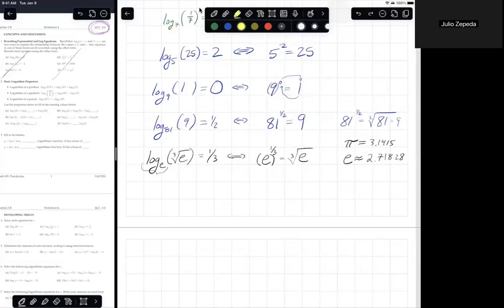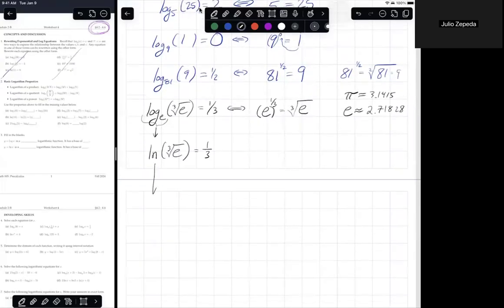So there is one log that comes up often enough that we give it a special notation, and that is a log with a base of e. The log with the base of e may be written as the natural log, ln. So I can write the expression log base e of the cube root of e as ln of the cube root of e equals 1/3. Okay. So you have to recognize that if you see ln, that can just be rewritten as log with a base of e. And then you go from that logarithmic form and rewrite it in its exponential form.